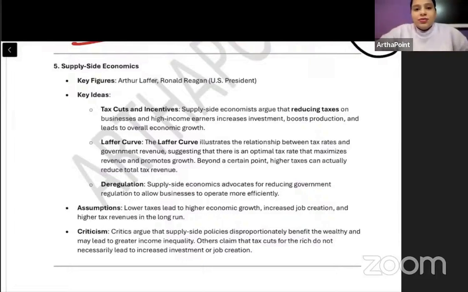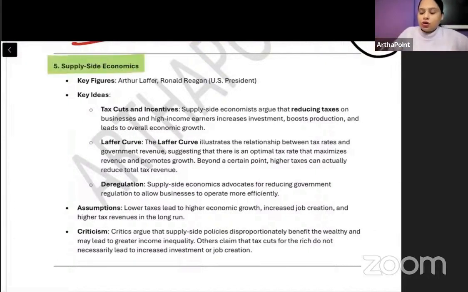Good evening, everyone. Let us continue with the different schools of economics. We had already done 4 schools of economics, and today I am going to do the remaining 4-5 schools of economics. The first one that I want to focus on is supply side economics.